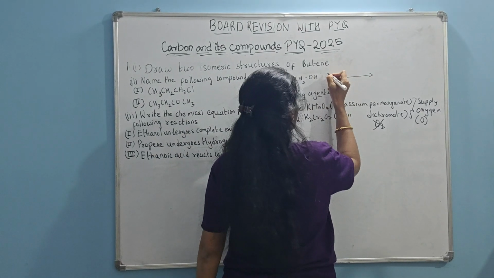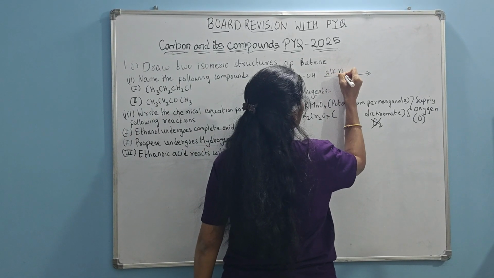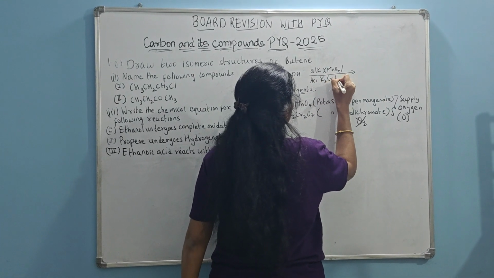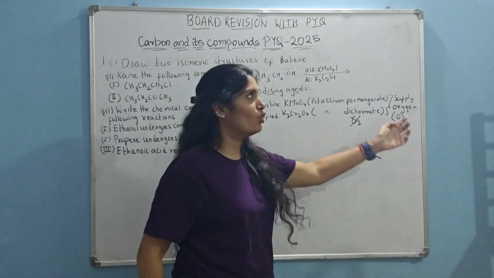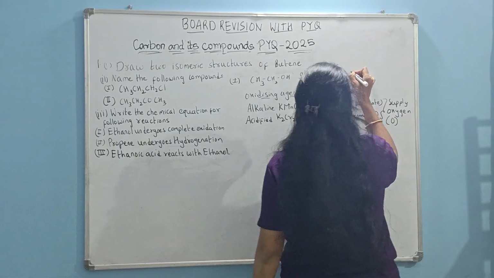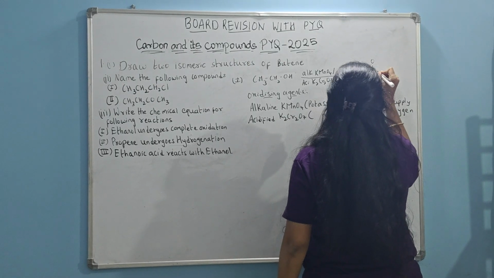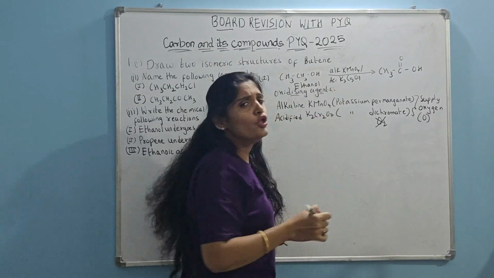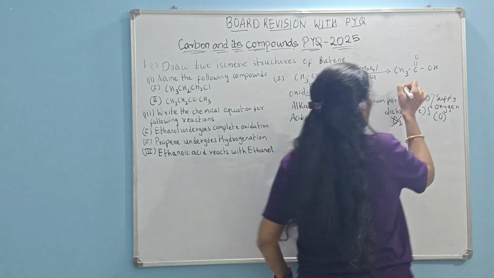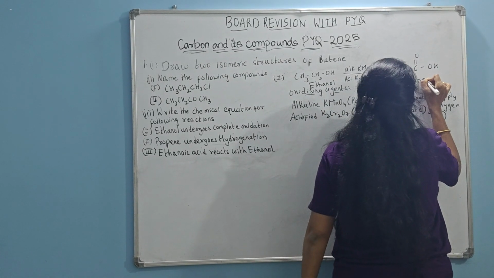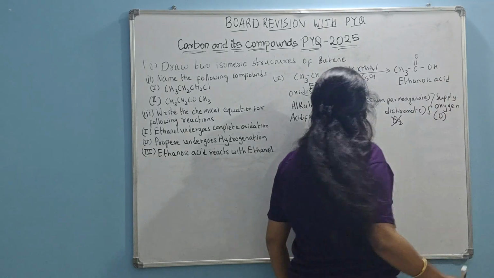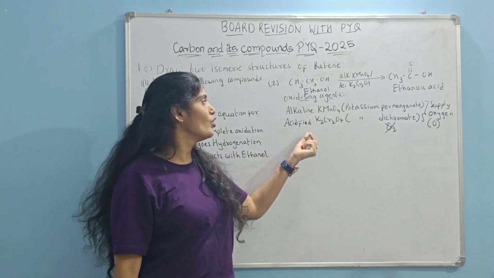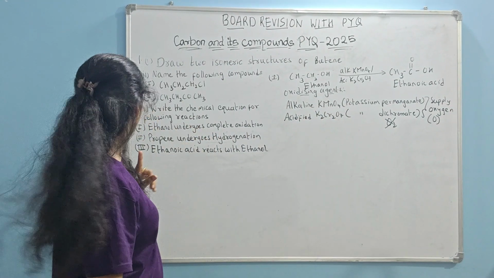Now, I'll write both of them here. Either you can use alkaline KMnO4, or acidified potassium dichromate, which will supply your nascent oxygen. Then ethanol undergoes complete oxidation to give ethanoic acid. This is my ethanol. Ethanol is the IUPAC name. The IUPAC name of this compound is ethanoic acid. What are the oxidizing agents I am using here? Alkaline KMnO4 or acidified potassium dichromate. Okay, this is reaction one.